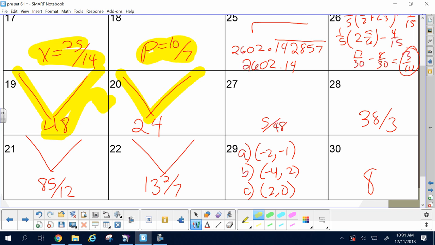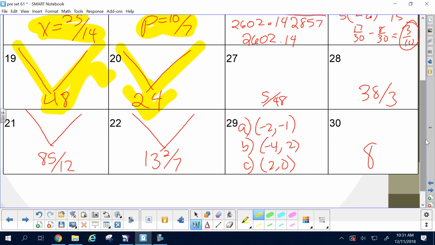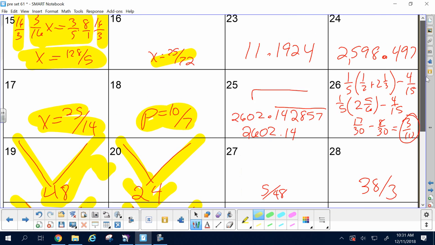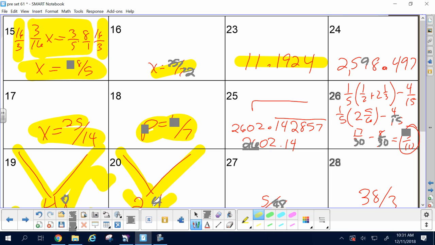20, same deal. You should be working down to 24. 21, you should be working down, never sideways. 85/12. 22, working down to 13 2/7. Never sideways, not even for the answer. 23, 11.1924.